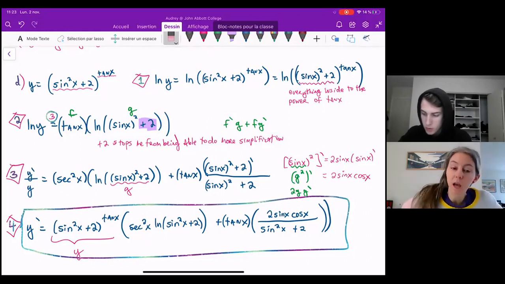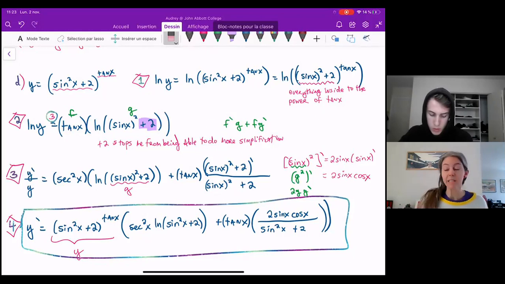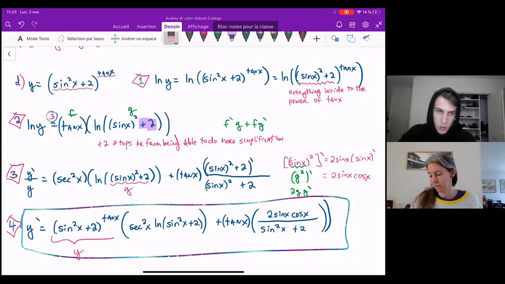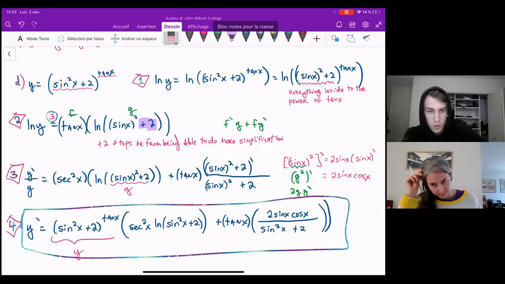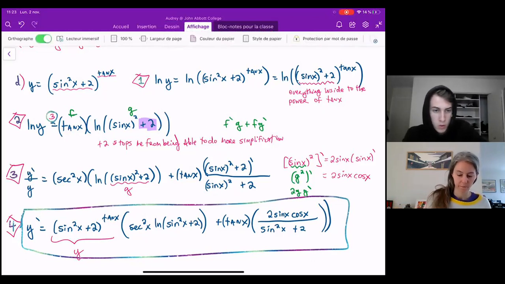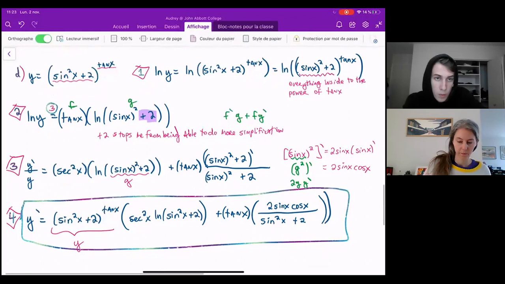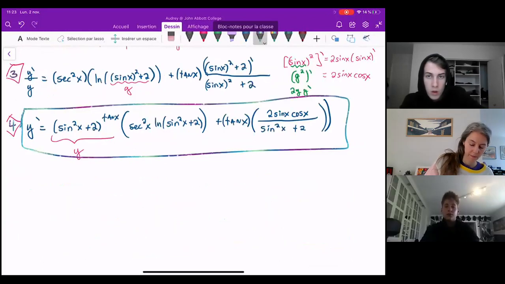Okay, are there any questions about this problem or about logarithmic differentiation in general before we move on to our next topic? No questions? Then we are moving on.